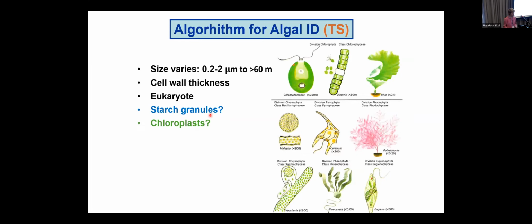And the final organism I'll discuss is algae. The size varies from really tiny, 200 nanometers up to 2 microns for the little guys. And kelp, seaweed, is up to 60 meters. Well, of course, that's not pathogenic, but the point is algae have a big range of organisms in that category. The things that are important here are that algae usually have starch granules and chloroplasts.